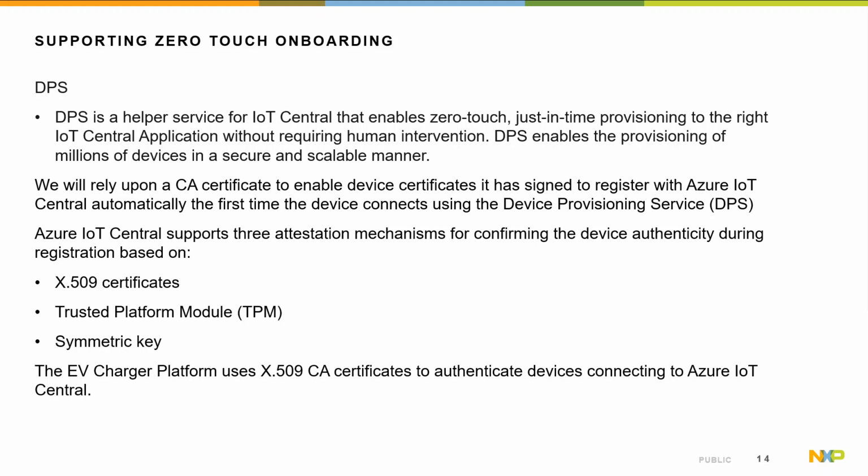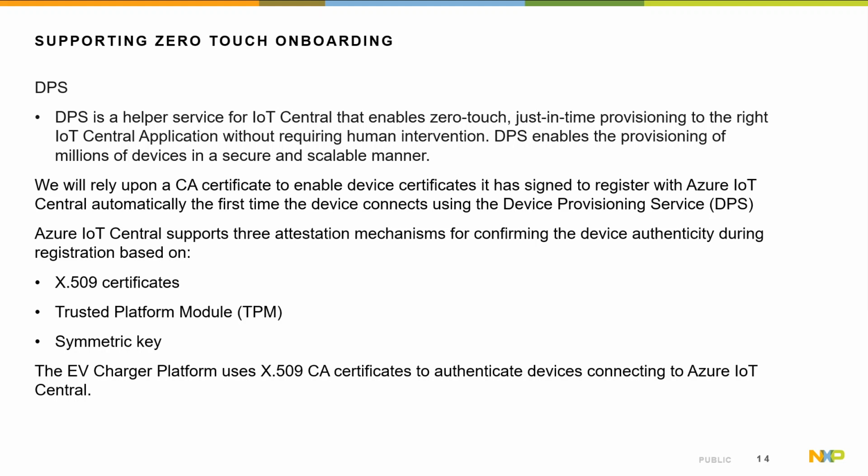DPS is enabling the provisioning of millions of devices in a secure and scalable manner, which means that when you go from the initial development into production, you won't be inundated with extra manual steps. So we're going to rely on a CA certificate to enable the individual device certificates that have been signed, and we'll register that with Azure IoT Central automatically, every time, for the first time that device connects, and it'll do that using this device provisioning service, or DPS.